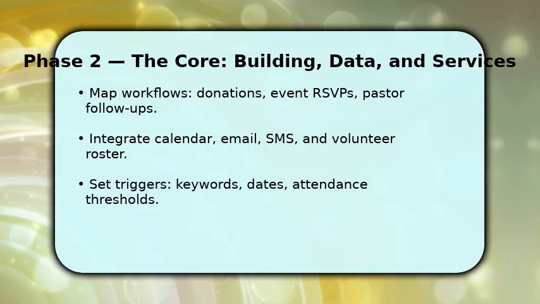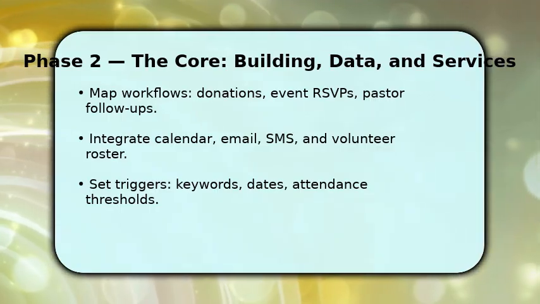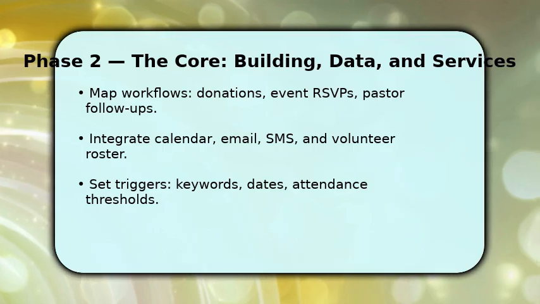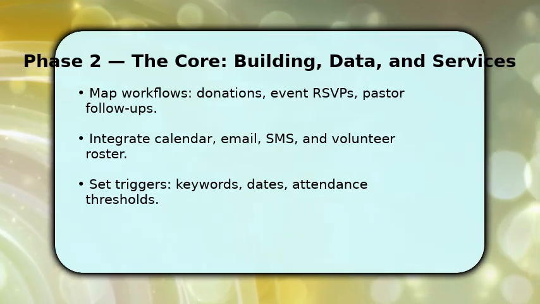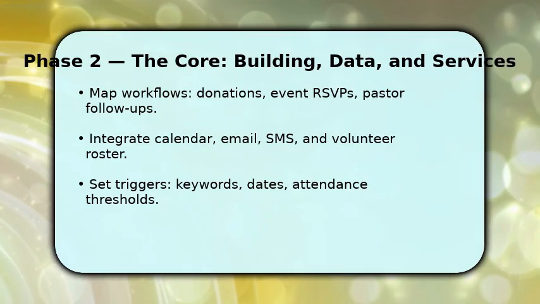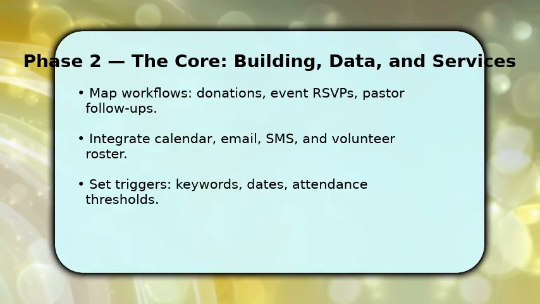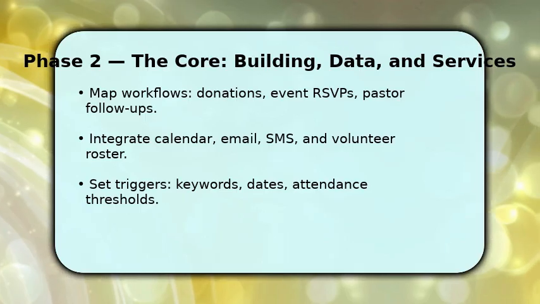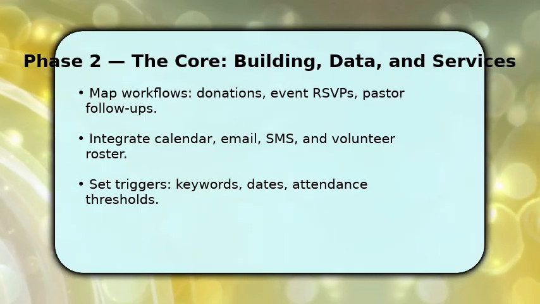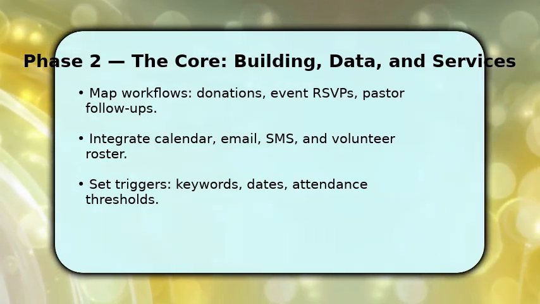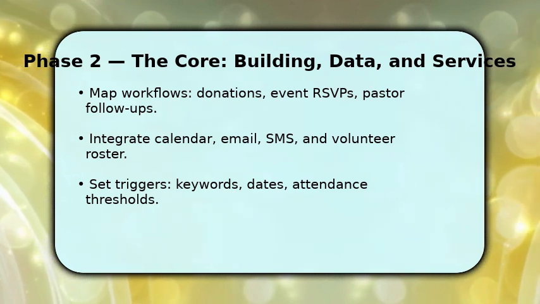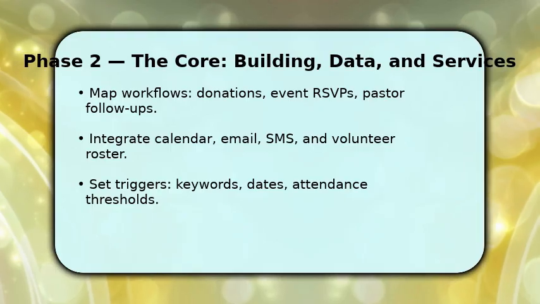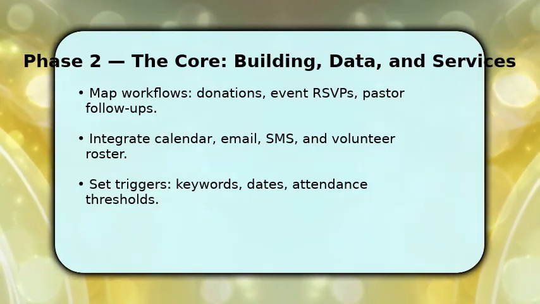automation succeeds when mapped. Next, integrate calendar, email, SMS, and the volunteer roster so actions flow between systems. Test each channel briefly. Once done, set triggers: keywords in messages, event dates, or attendance thresholds to launch workflows automatically. Make sure to label each trigger clearly. This prevents accidental sends and lets you adjust timing and tone with precision.